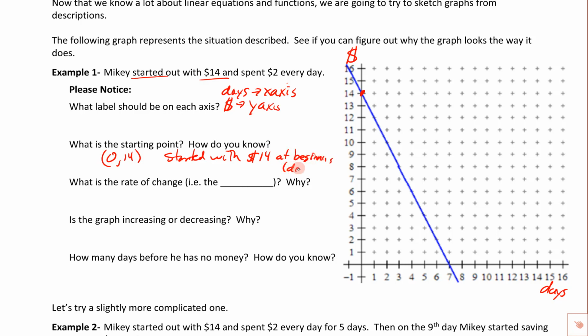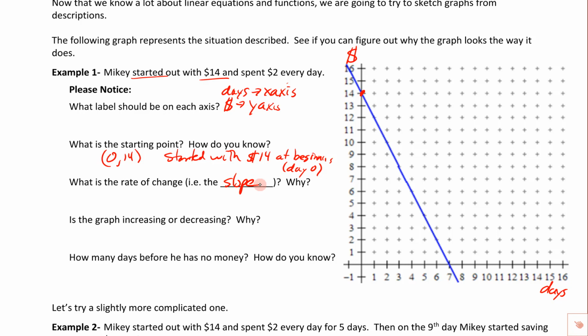Okay, and I'm going to put day 0 on there. So on day 0, when he started this whole thing, or kept track of time here, he had $14, and then it kind of slowly goes down. And it says, what is the rate of change? In other words, remember we know that rate of change is slope. What is the rate of change?